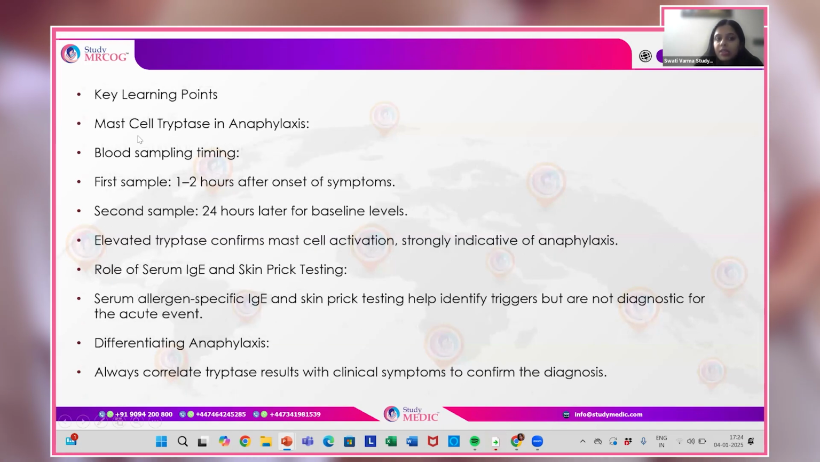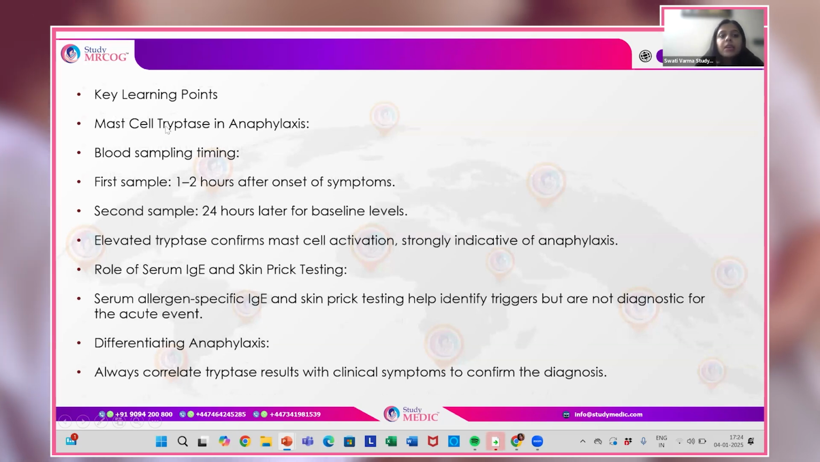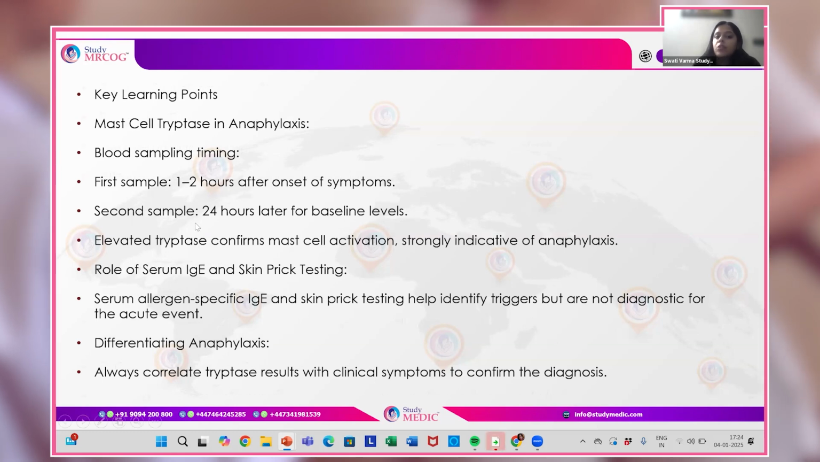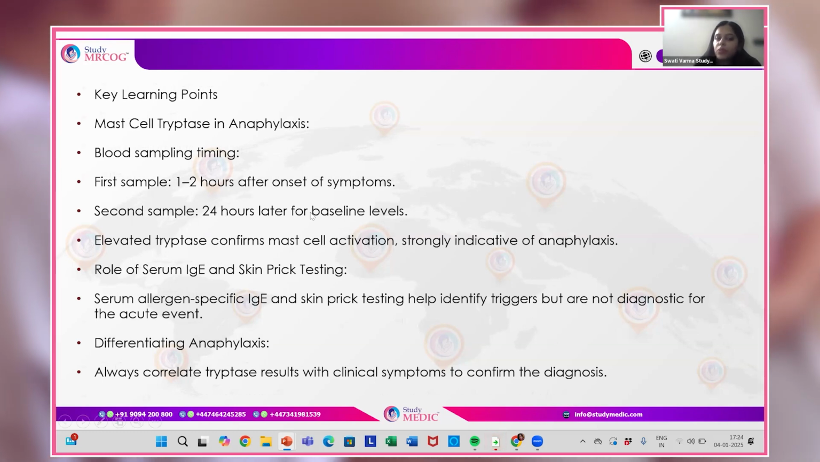So the key learning point is that the best test for anaphylaxis stays mast cell tryptase. First sample 1 to 2 hours after onset of symptoms, and second sample 24 hours later.